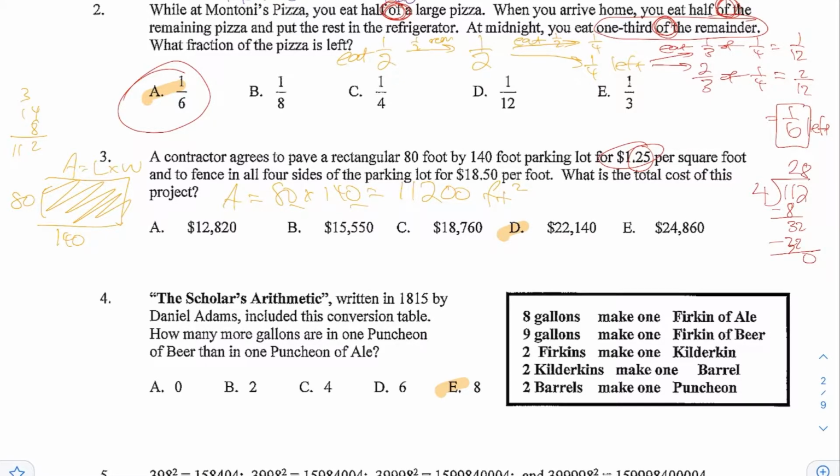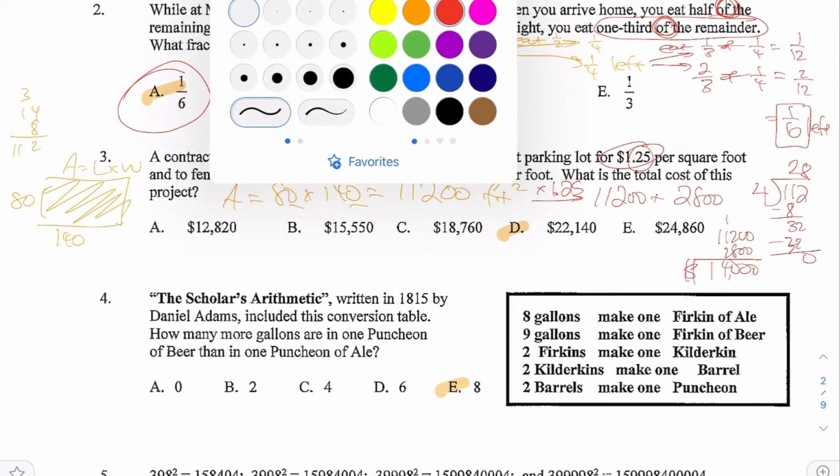So when you multiply by 1.25, you really just multiply by 1, so 1,200 plus another 2,800. So when you add everything up, I have $14,000. Now that's just for the area.